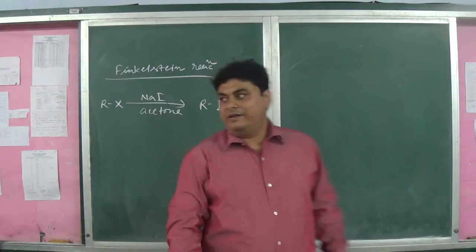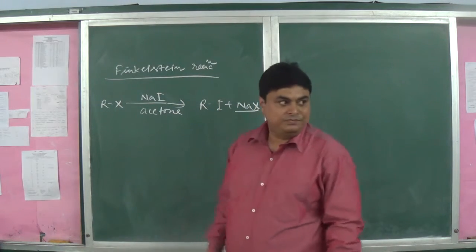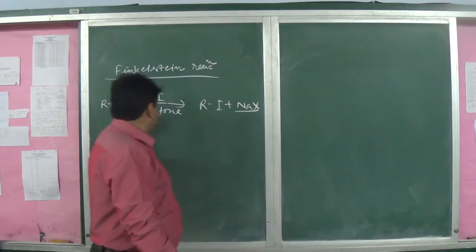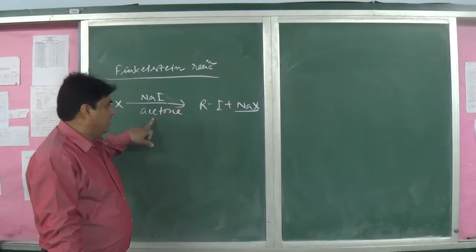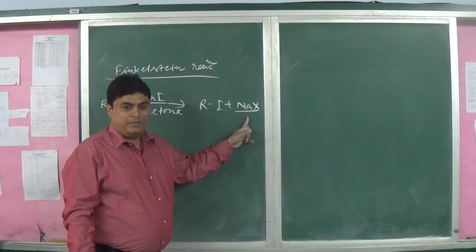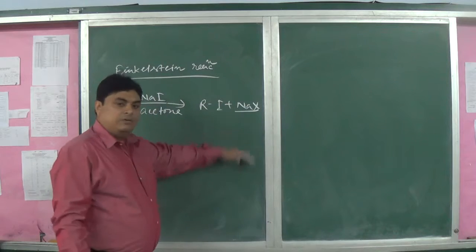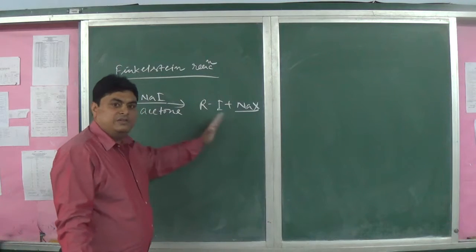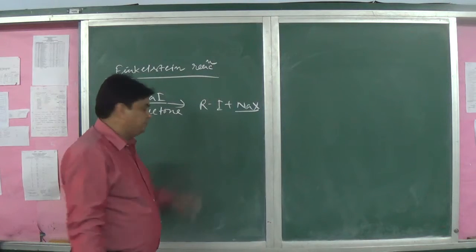There is an important conclusion for the medium being used. Here, sodium iodide is very much soluble in acetone, but sodium chloride and bromide are insoluble, and for that reason they separate out, leading to the formation of the iodoalkane in the forward direction only.